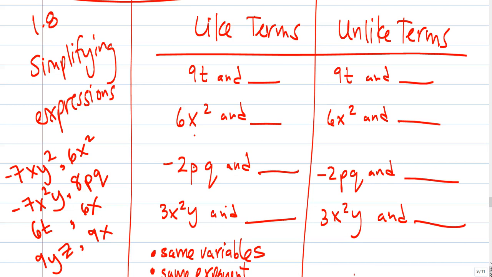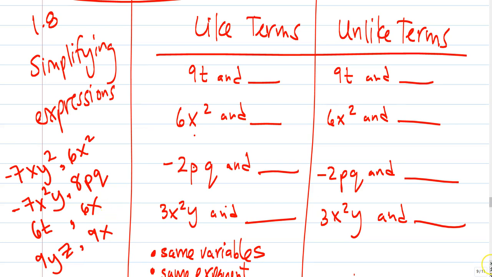So for section 1.8, we're going to be simplifying expressions. But to do that, we need to know what like terms are, because we can only combine like terms. So let's go ahead and start with some that we have. I have a 9t here, and I have a bunch of options here on the left. So take a second to write those down. And what would be a like term?